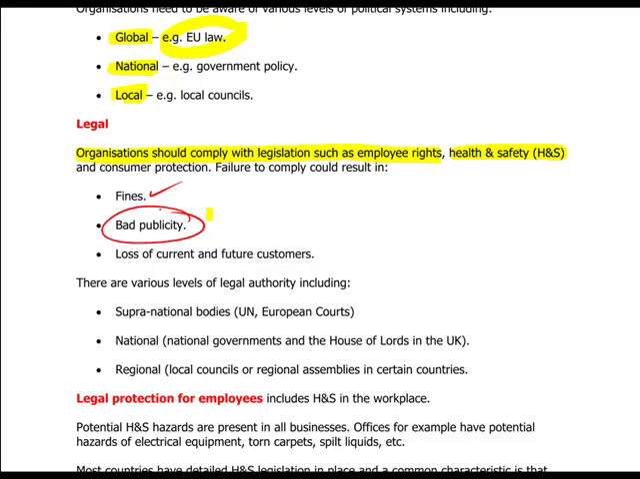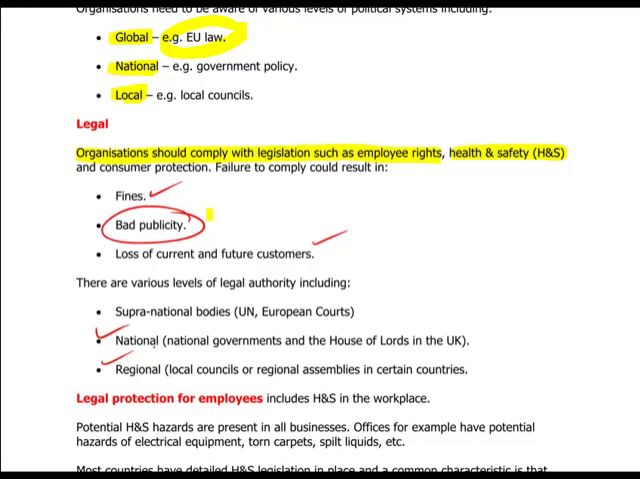We've got different levels of legal authorities: supranational bodies, the United Nations, the UN, European courts and so on, as well as national and regional. This links in with the same levels we've got within the political: global, national and local.